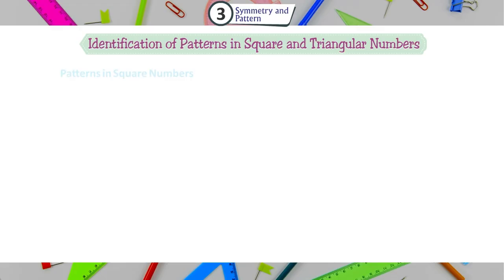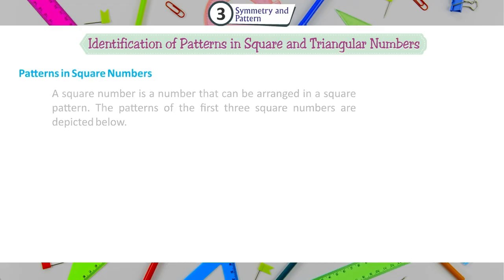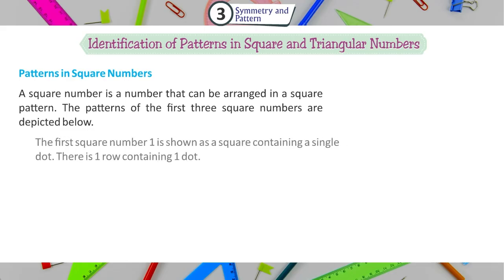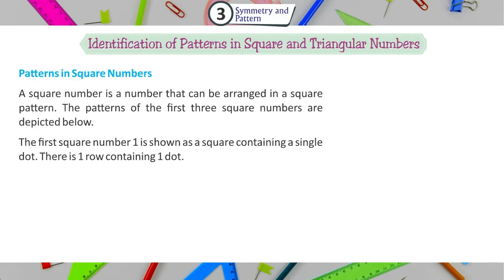Patterns in square numbers. A square number is a number that can be arranged in a square pattern. The patterns of the first 3 square numbers are depicted below. The first square number 1 is shown as a square containing a single dot. There is one row containing one dot.